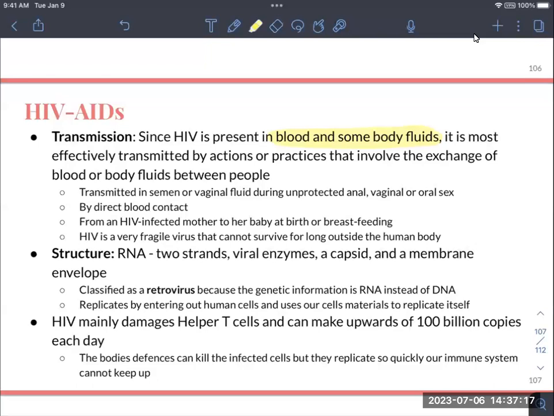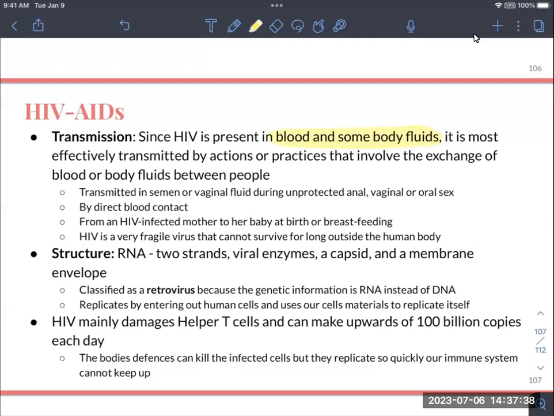It is a very fragile virus, so it doesn't live outside our body. So that is one good thing. You're not going to get it from touching a table, or touching the soap dispenser that somebody just used. You're not going to get it that way. You can only get it through sharing bodily fluids.